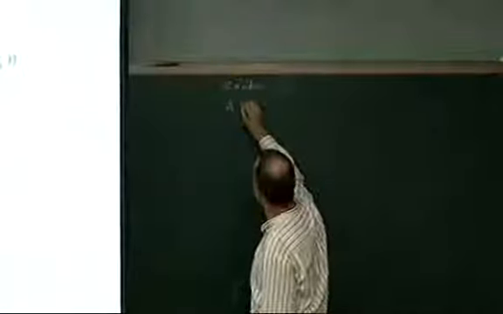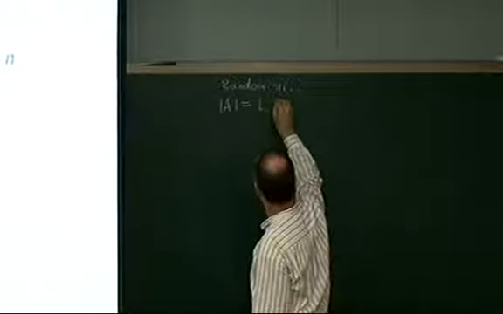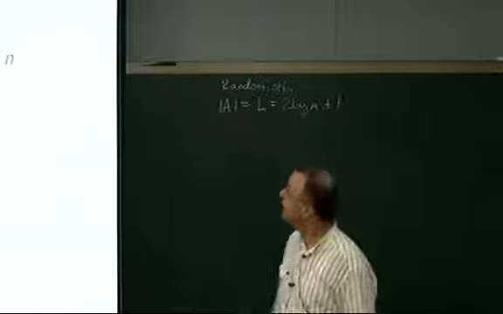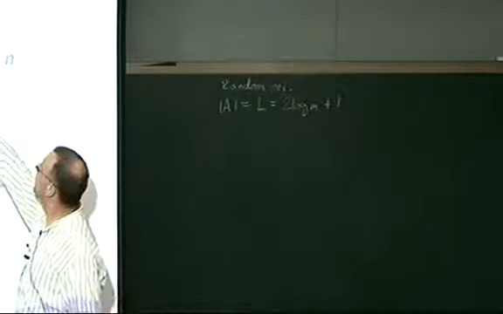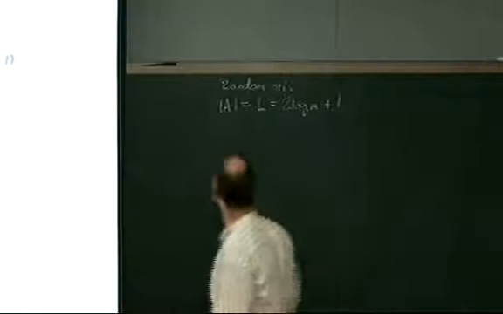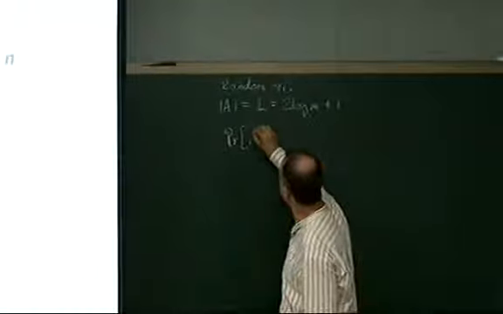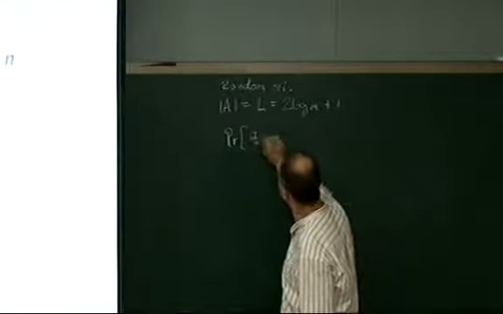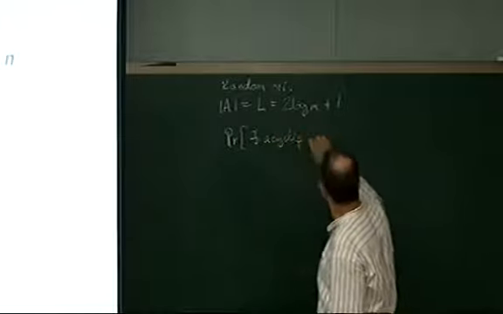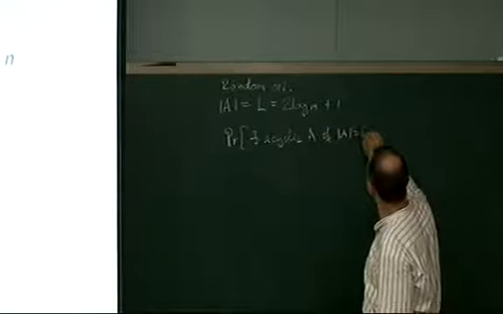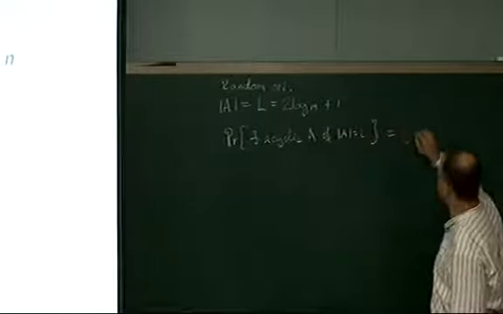So random orientation of edges, and then you take a subset A, which has size, let's say L, and let L be 2 times logarithm plus 1, let's say. So this 2 times logarithm will occur there. And then you show that the probability that such an A exists, that there exists an acyclic A of size L, is tiny, so it's little o of 1.